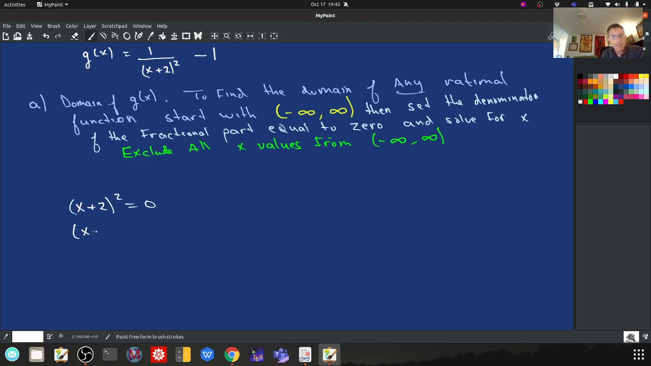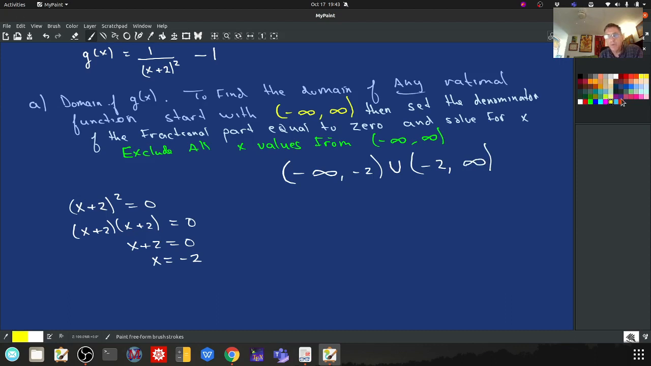Well, that's the same as x plus 2 times x plus 2 is equal to 0. And the only time the product of two factors is equal to 0 is if at least one of the factors is equal to 0. In this case, both of our factors are the same. So I just set x plus 2 equal to 0 and I solve for x. So x is equal to minus 2. So our domain is minus infinity to minus 2. Then I take the union of minus 2 and infinity.